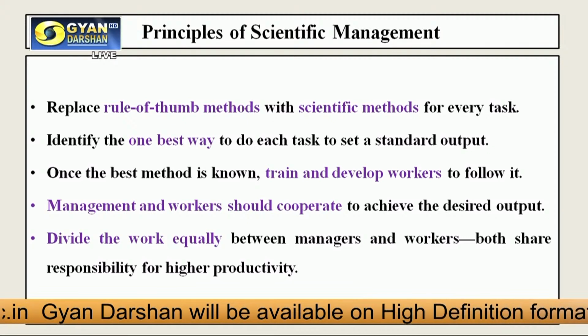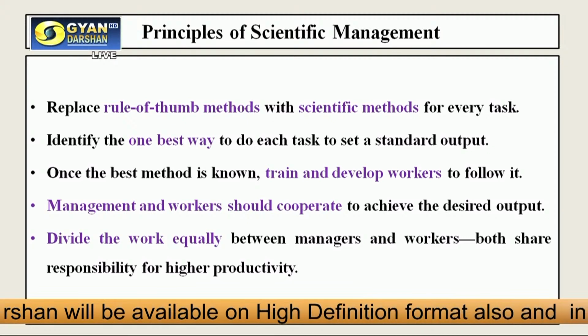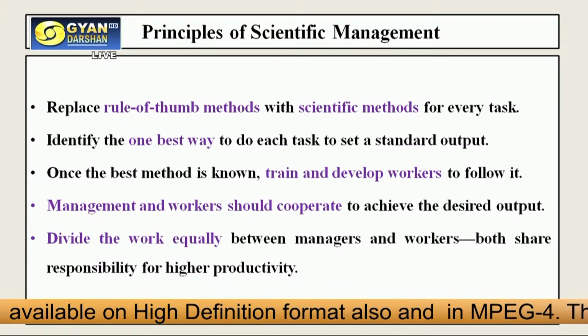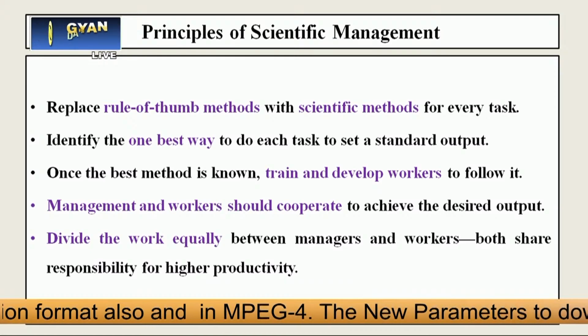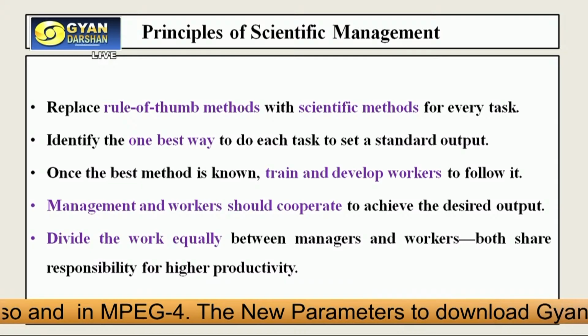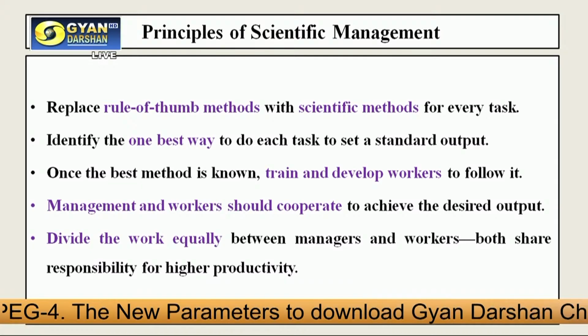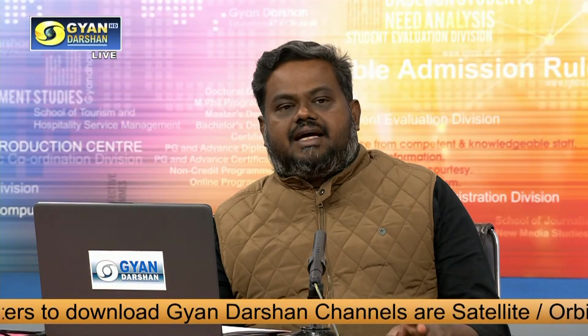The first principle of scientific management is that the rule of thumb is to be replaced with the science of each element of work to be done by the worker. As I already mentioned, the rule of thumb is a practical guideline based only on experience, so it needs to be replaced with science for each element of work done by the worker. Another principle is the one best way.